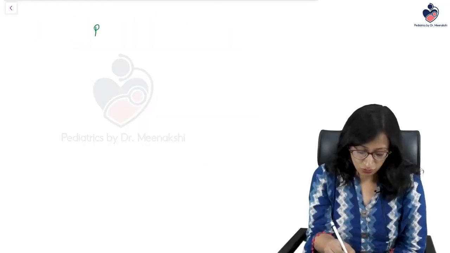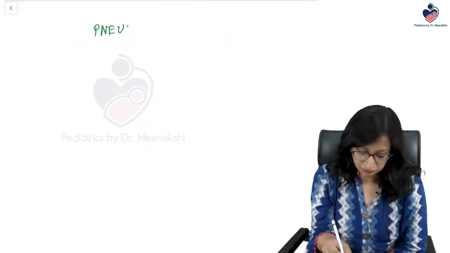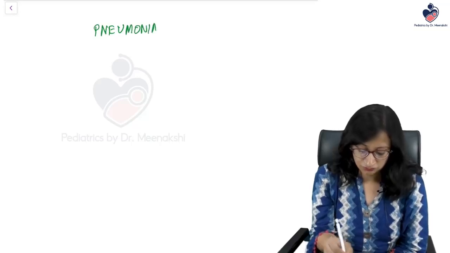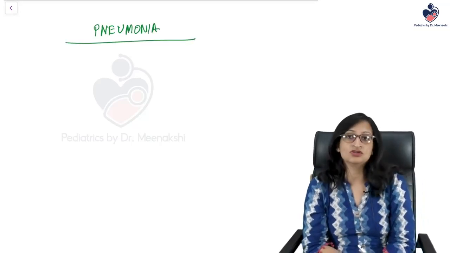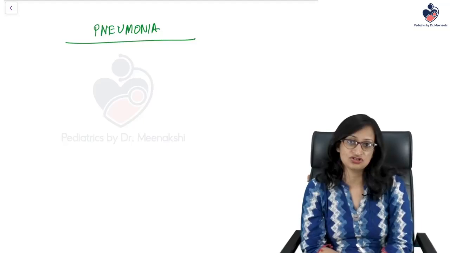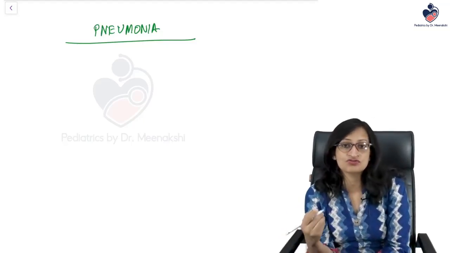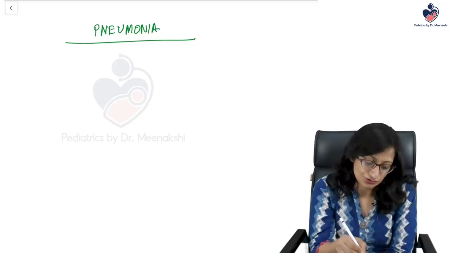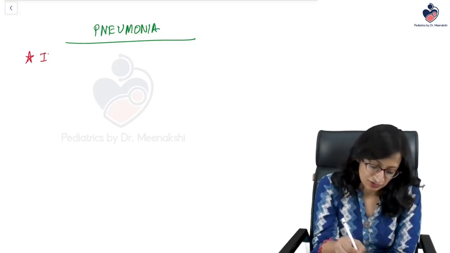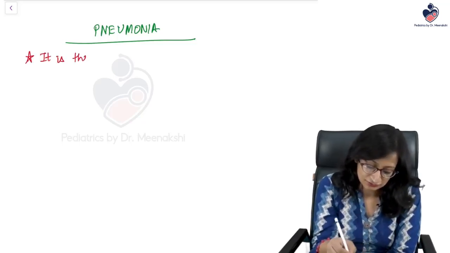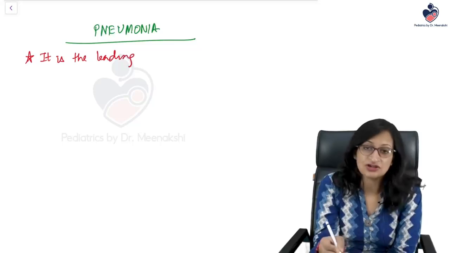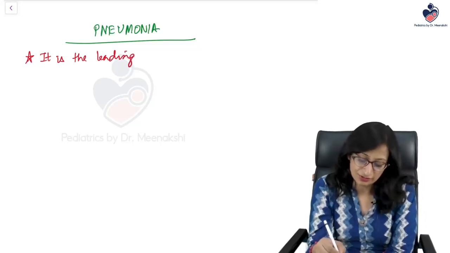Moving on to pneumonia. So pneumonia or acute lower respiratory tract infection in children. You know, pneumonia is the leading infectious cause of death in under 5 children worldwide.